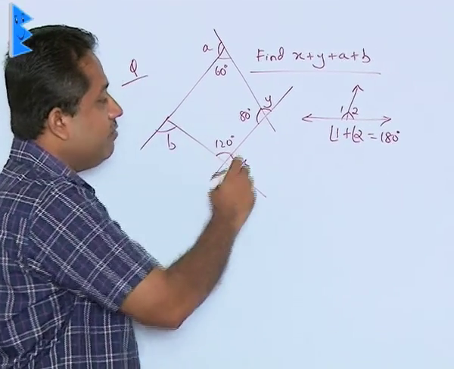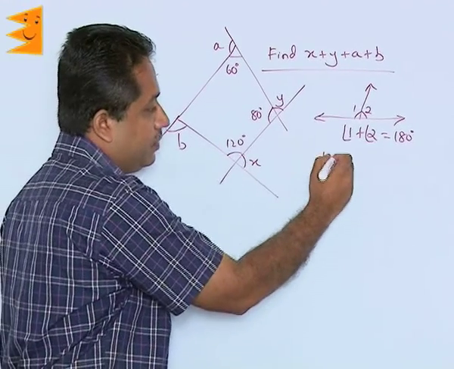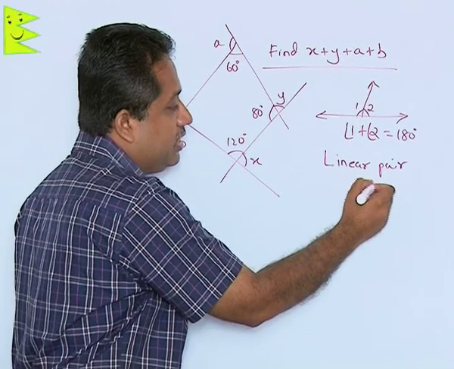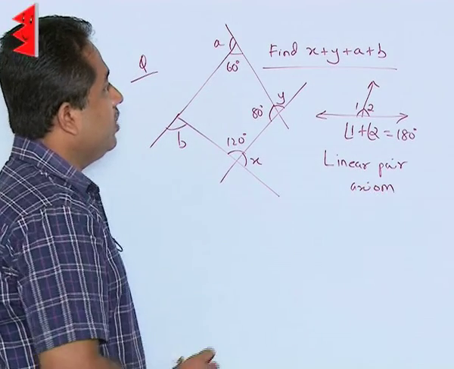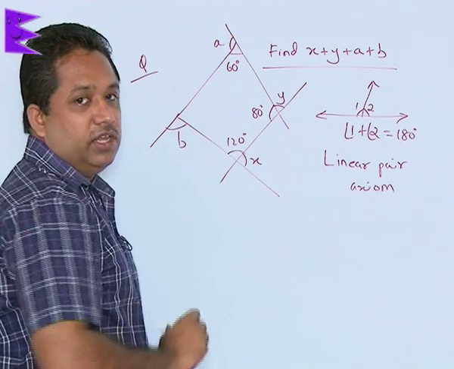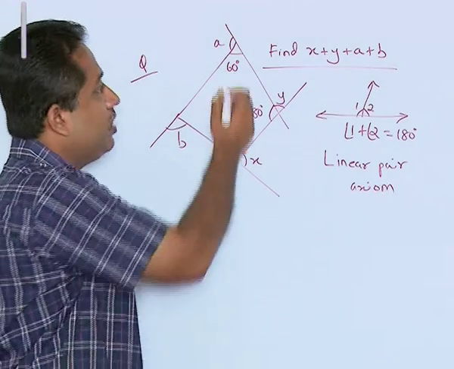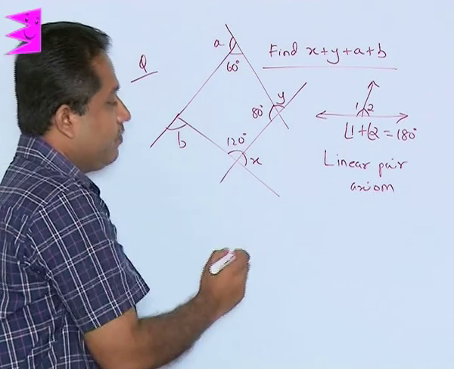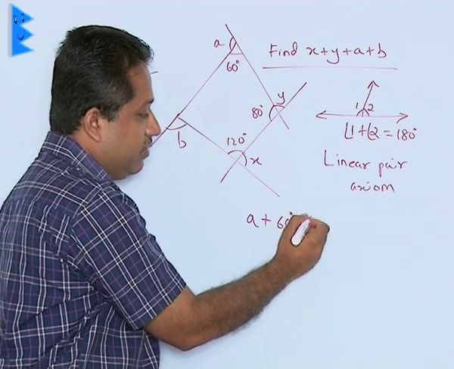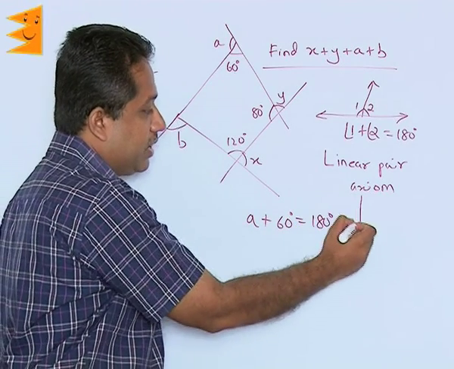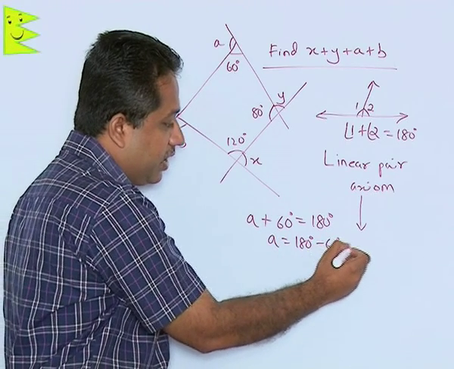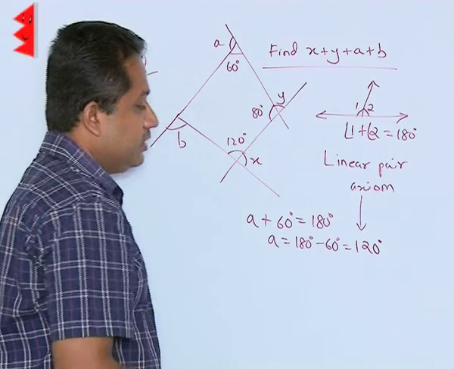So, in this question we will have to use this linear pair axiom and use this property to find out these unknown values. Here in the first case we find that this is a line, the angle here is 60 degrees. So, A can be found by subtracting 60 from 180, because A plus 60 should give us 180 by this linear pair axiom. Therefore, the value of A is 120 degrees.